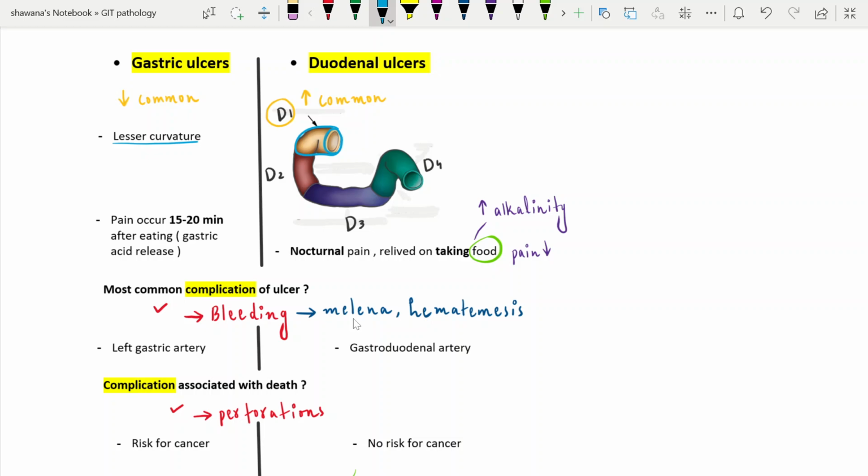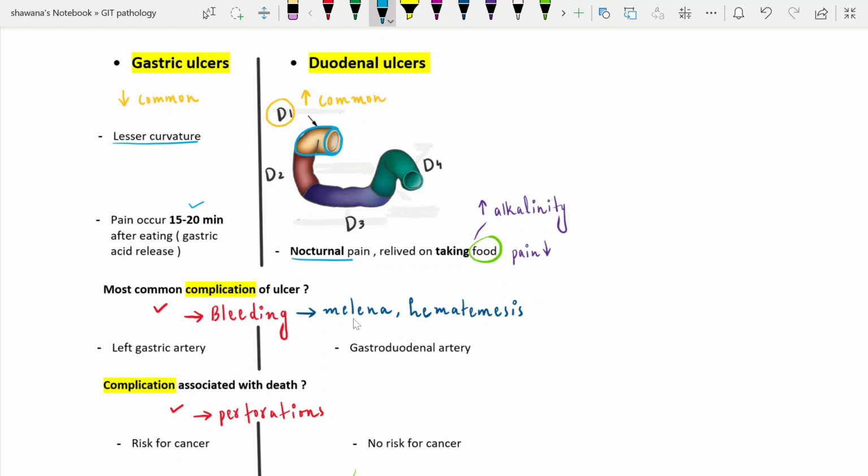When talking about gastric ulcers, the pain occurs 15 to 20 minutes after eating. It means that this is the time when acid is going to be released. But in case of duodenal ulcers, as digestion in the stomach requires some time, duodenal ulcers would have nocturnal pain. Nocturnal pain means that the patient would come to you at night and say that I have pain in the stomach or in the epigastric region at night.